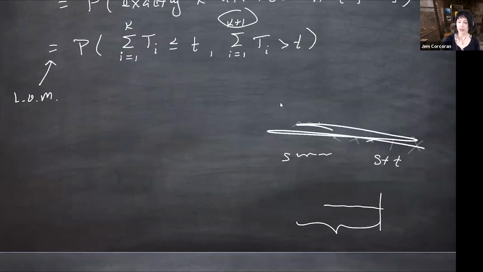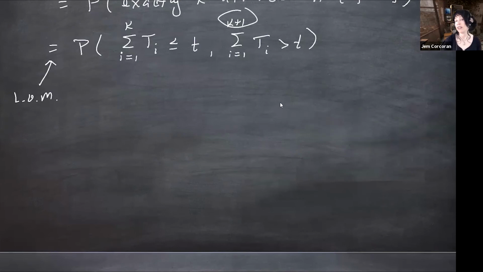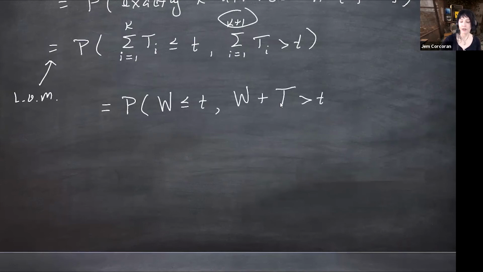Right. Okay, so I've got some gamma random variables here because we showed recently that the sum of exponentials has a gamma distribution. I'm going to rewrite this as the probability that W, which is one of my favorite letters for a gamma distribution, is less than or equal to t, and W plus T, which I'll define, is greater than t. And I'm going to say where W has a gamma distribution.